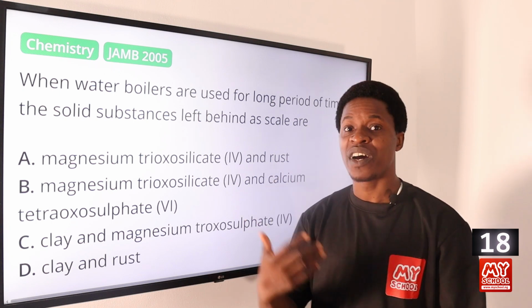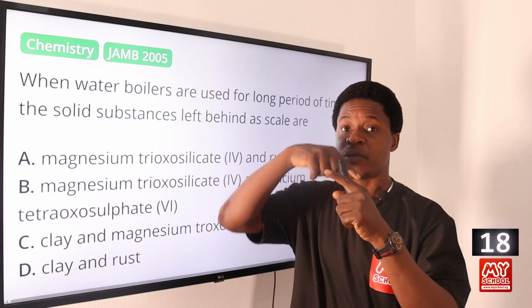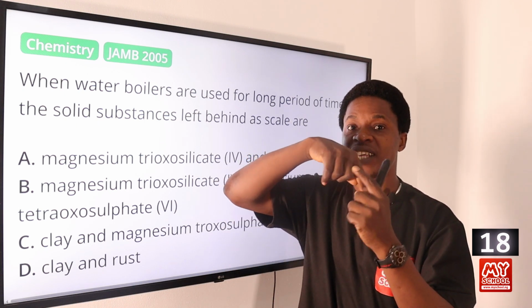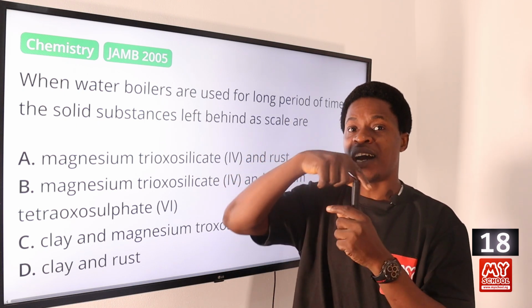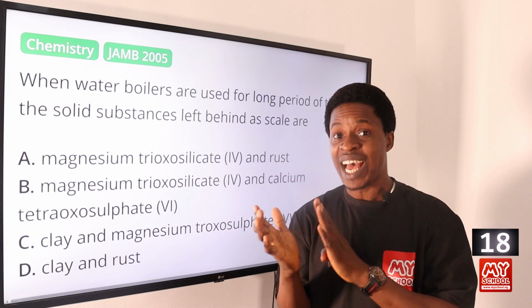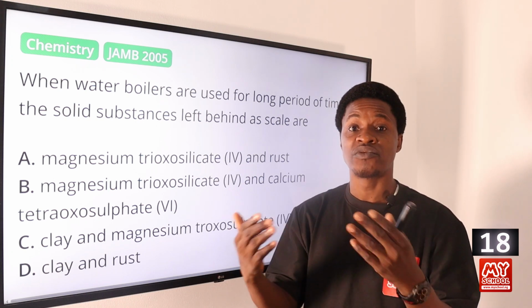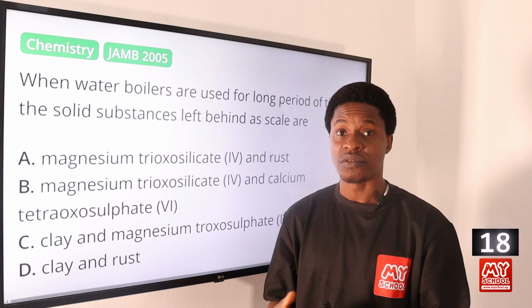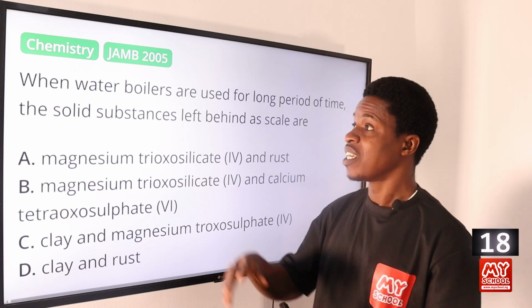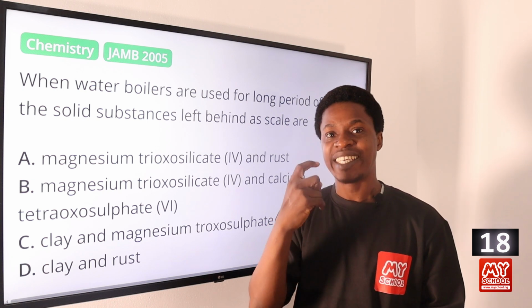So if you use it over the years for so long a time, what happens? You discover that you begin to find some substances, maybe some white substances around the rings, or you have it getting rust, because it is coming in contact with water and air, which is responsible for rusting to take place. So the question says when water boils, what is that an indication of? It shows that the water is hard.